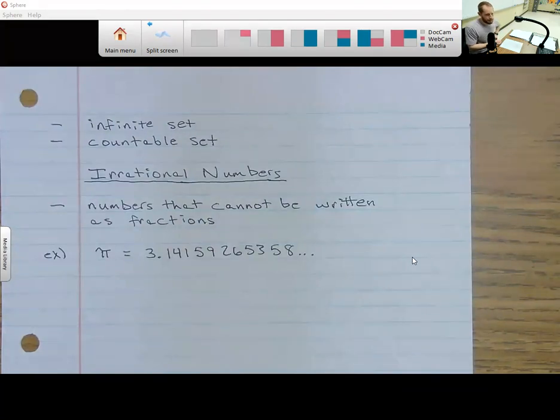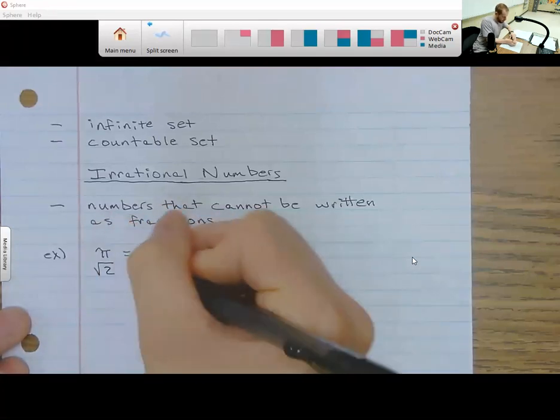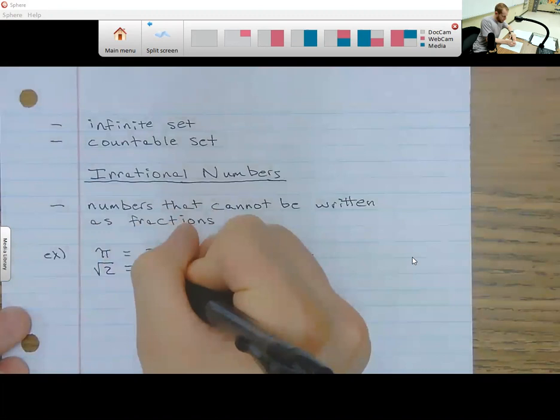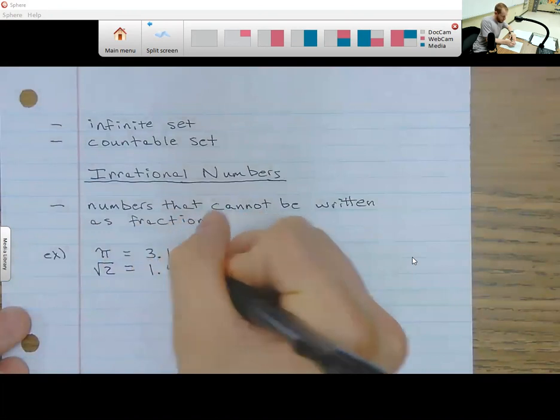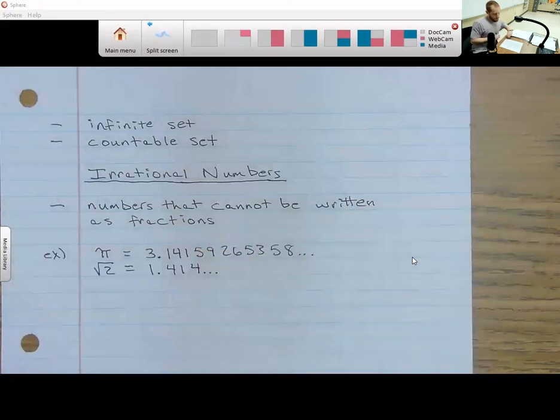What's another number that can't be written as a fraction? Square root of 2, which is also an infinite decimal, 1.414... This also cannot be written as a fraction. So square root of 2 is irrational. And there's a video on my YouTube page where I prove that square root of 2 is irrational.